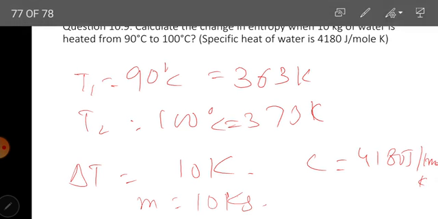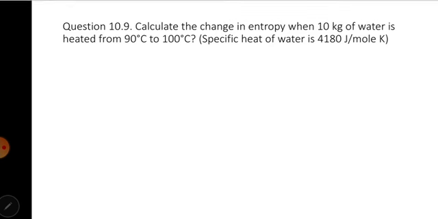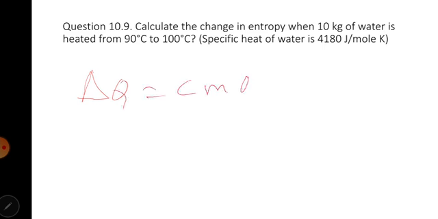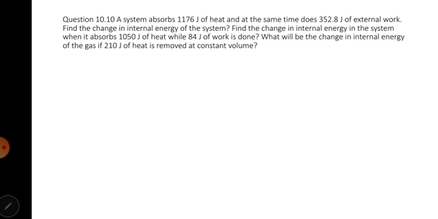Now del Q is equal to C m del T. You will find the value of del Q by this formula. You have the specific heat, you have the mass, you have the temperature difference, and del S is equal to del Q divided by T. So write the value of del S also. Now, the last numerical.